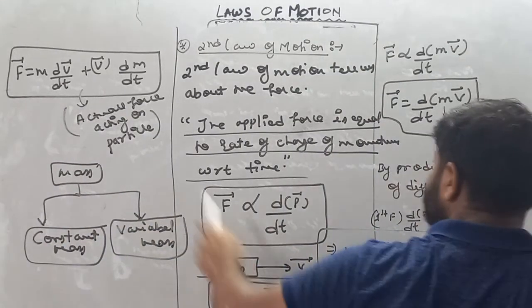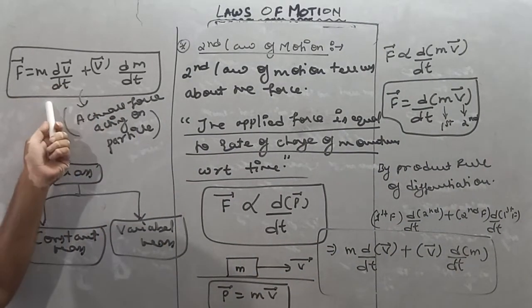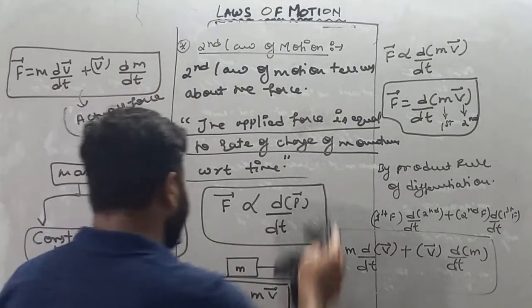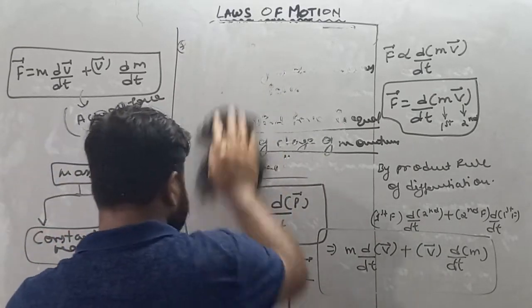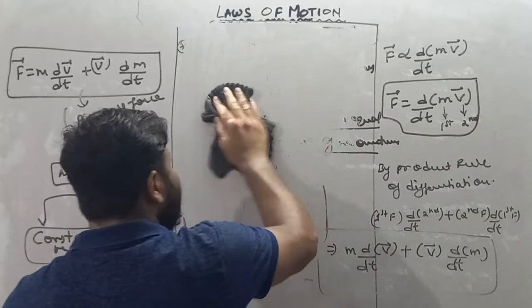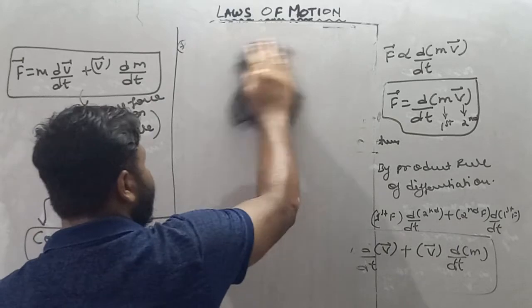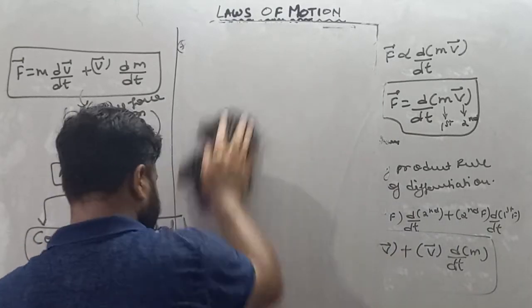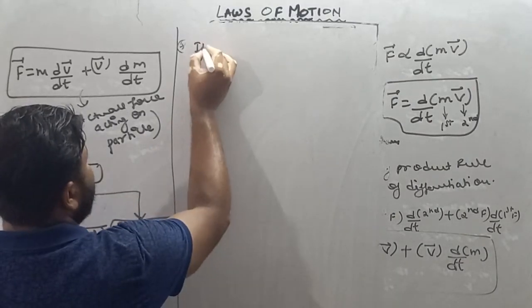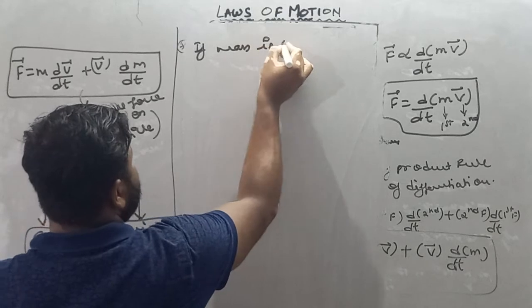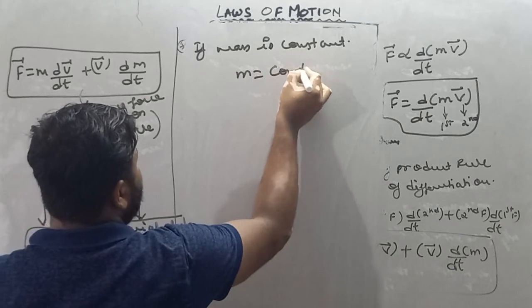So I'll write, this is the actual force which is acting on any body. It is m dv by dt plus v dm by dt. Now moving forward, as we have to deal with constant masses, if mass is constant, then we know that the differentiation of a constant is 0. So I'll write here: if mass is constant, m is constant now.